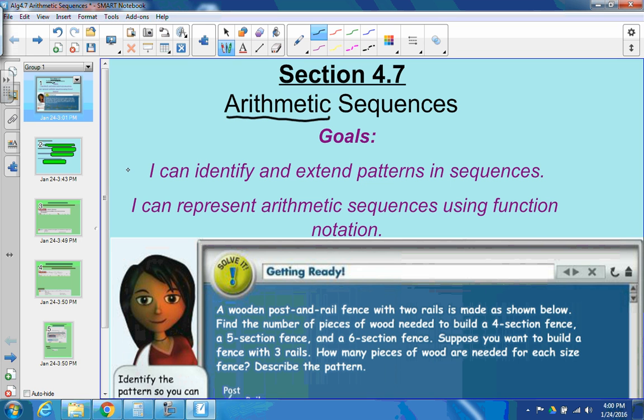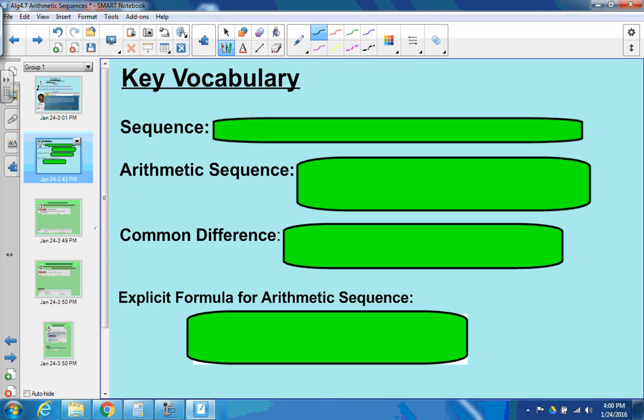But we have two goals. The first one is I can identify and extend patterns in sequences. And then the second one is I can represent these arithmetic sequences using function notation, which we learned about last time. So, a couple vocab words, and you'll understand them a lot more when we use them.